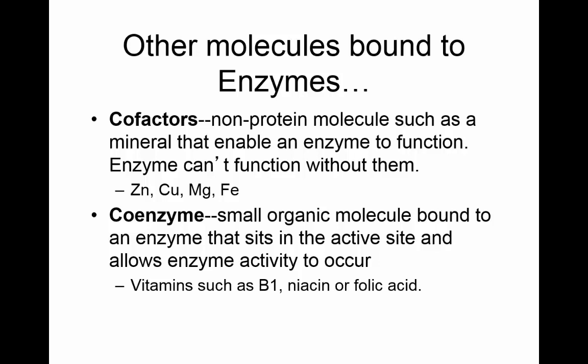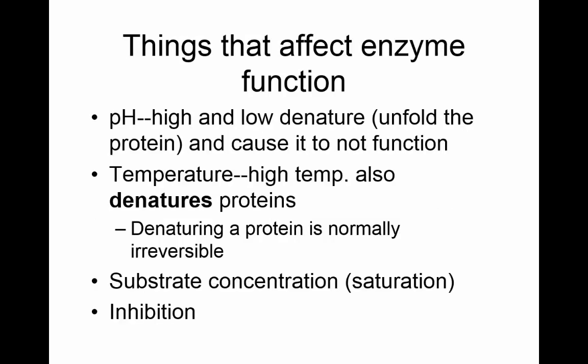Vitamins like B1, niacin, and folic acid can function as coenzymes. Of course, there's other coenzymes talked about in your book, things like NADH and FADH2 and CoA, which is short for coenzyme A. Other things that affect enzyme function include pH, temperature, substrate concentration, and something called inhibition.